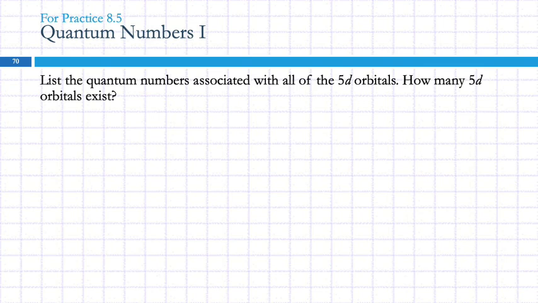List the quantum numbers associated with all of the d orbitals, the 5d orbitals. Okay, so 5 is that principal quantum number. So n equals 5. And d, there's s, p, and d. S is 0, p is 1, d is 2. So that means that L is equal to 2. And then m sub L, what are the possible values for that? Yeah, -2 to +2.